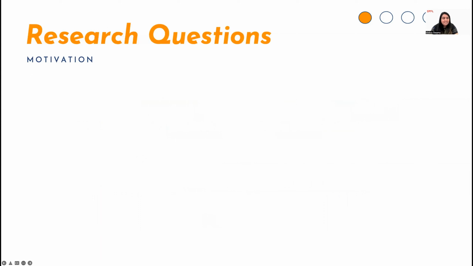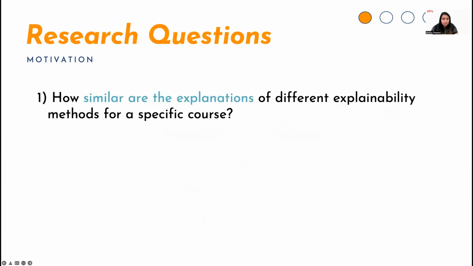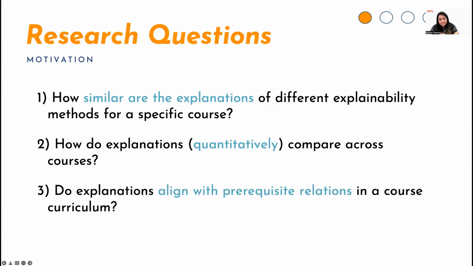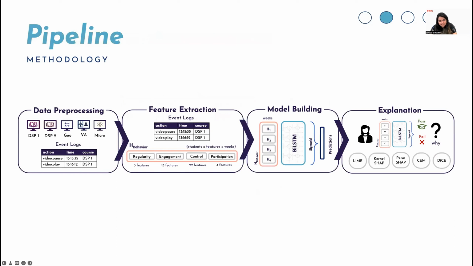Now, with this objective in mind, we aim to address 3 main research questions. 1, how similar are the explanations of different explainability methods for one specific course? 2, how do explanations quantitatively compare across courses? How can these methods compare with each other? 3, do explanations align with prerequisite relationships that make intuitive sense to us in course curricula? To address these, let's dive into our larger pipeline. We have 4 main stages: data preprocessing, feature extraction, model building, and of course our explanations. We will address each of these in more detail in this presentation. Let's start with data preprocessing.